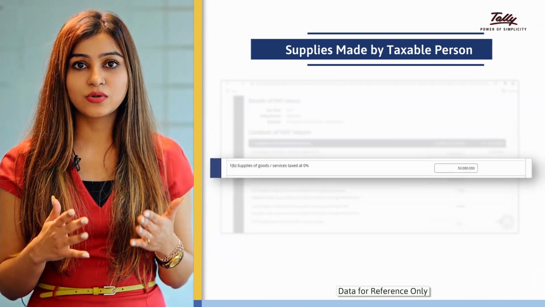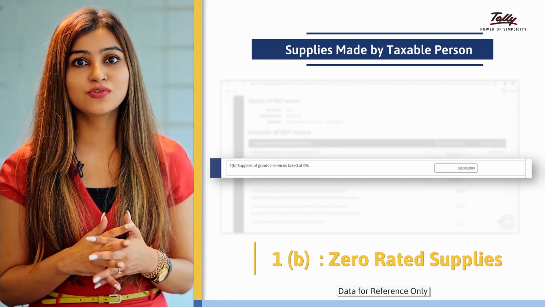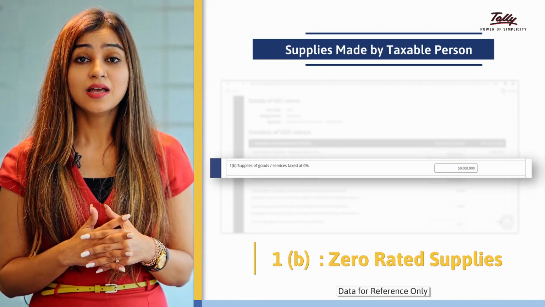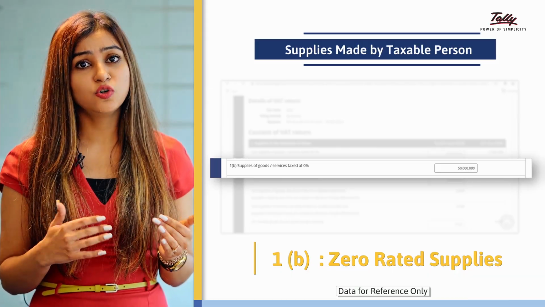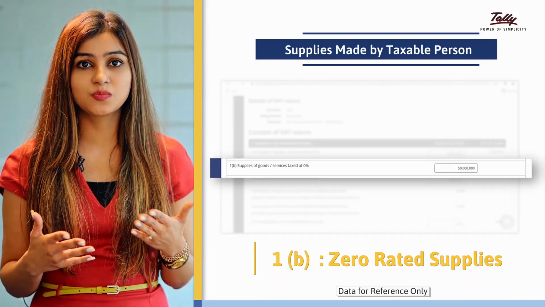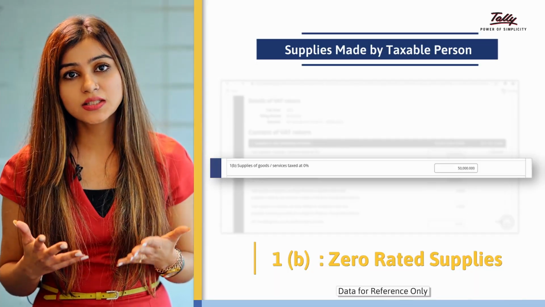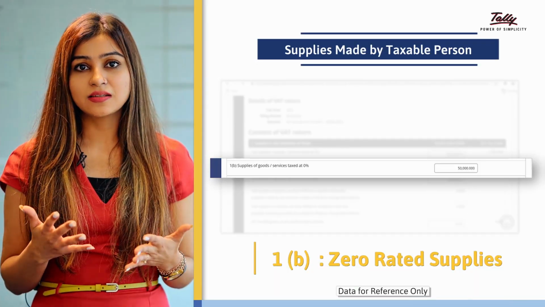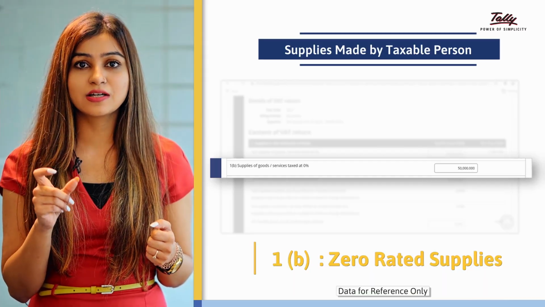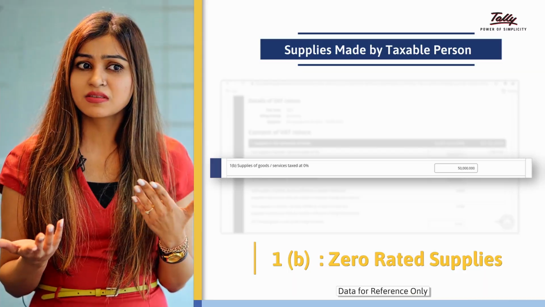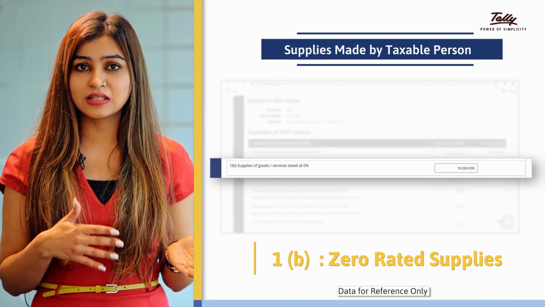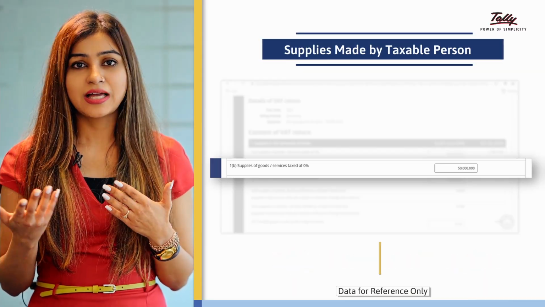Moving next to the zero-rated supplies. In box 1B you have to state the zero-rated supplies made by a taxable person as defined under Article 51 of the Oman law, and it will not include the export of goods and services. What are these zero-rated supplies? These are nothing but the specific goods and services mentioned under Article 51 of the law, which is the supply of certain food items, international transportation, and so on.